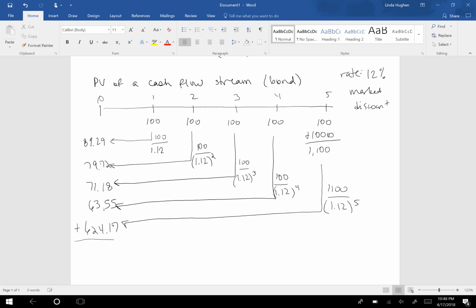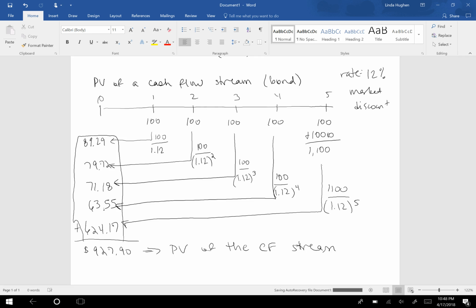We're going to add all of these cash flows up here and get a total of $927.90. This is the present value of this cash flow stream. Or we would say, if this is a bond, the present value of the bonds.